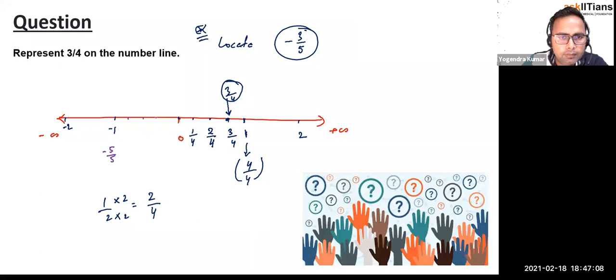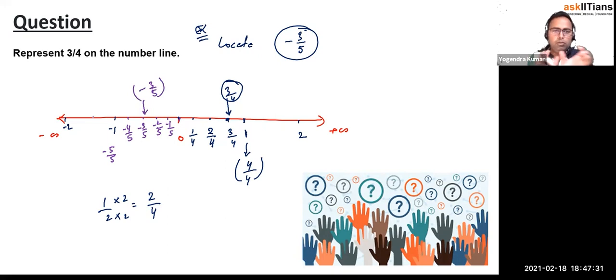So here, here, here, and here. So it'll be minus 4 by 5, minus 3 by 5, minus 2 by 5, minus 1 by 5, right? And this is 0 by 5. So between minus 1 and 1, this part I equally divided into 5 parts. So this is the location of minus 3 by 5.